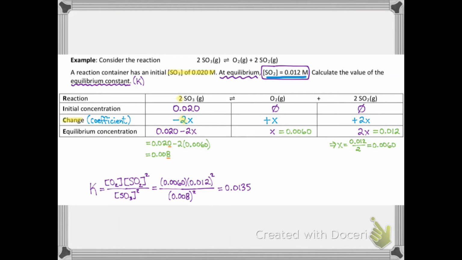When I plug my values in numerically, I get 0.0135, but I only get to keep 1 sig fig. Yay! So for this reaction, at this temperature, the value of the equilibrium constant is 0.01. And we're done.